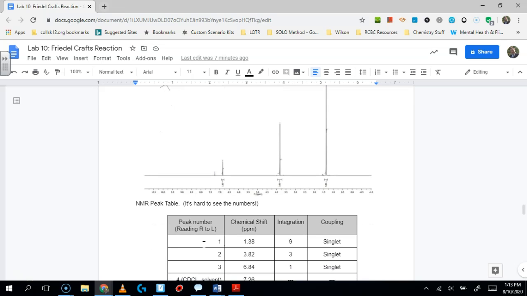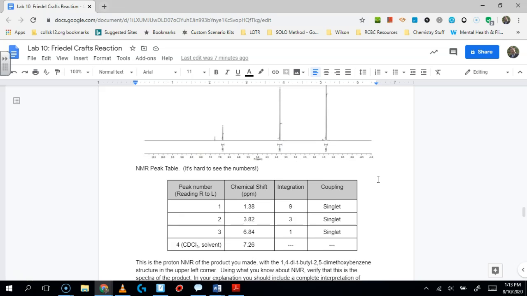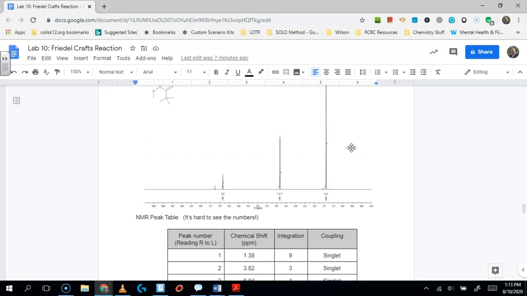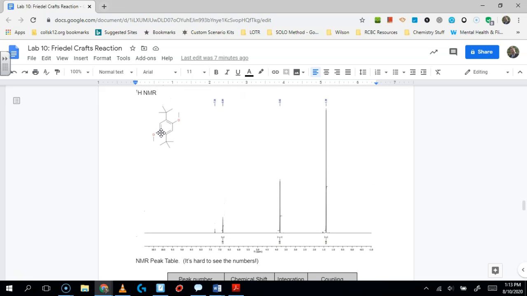But here's the data. Most NMRs wouldn't give you data like this. I gave you the data because it's hard to see. It's a little blurry, so I wanted you to make sure that you have all the data. So what you're going to do is interpret this NMR, and see if the information in this NMR is consistent with the structure of the thing that you wanted to make. And so you may want to assign peaks. You may want to explain why everything is a singlet. You may want to explain why there's only 3 protons.